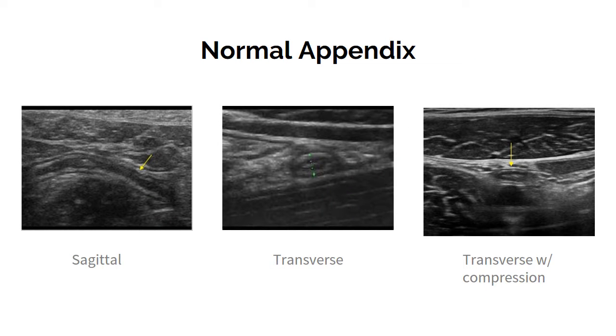In this slide, you can see images in different planes of the appendix, and they are all showing a normal appendix. As you can see in sagittal, it looks like a blind-ended tubular structure extending off the cecum, and it is located in the right iliac fossa region, and it is easily compressible. The AP diameter will be less than 7 millimeters, and there will be little or no color flow with Doppler.